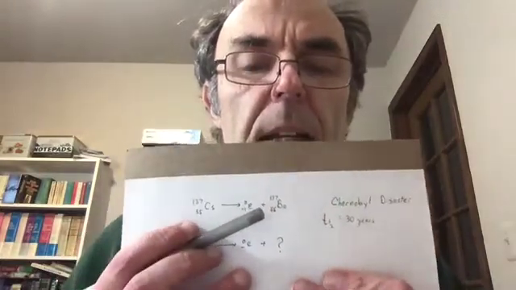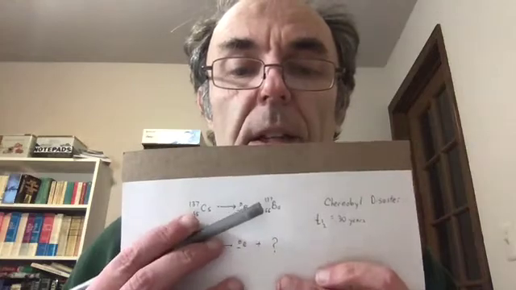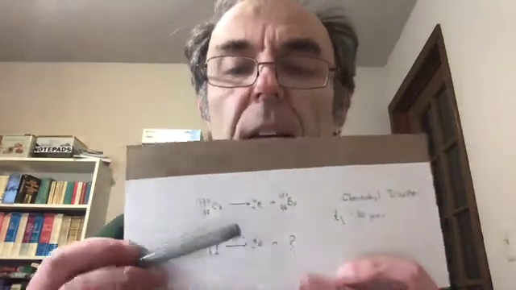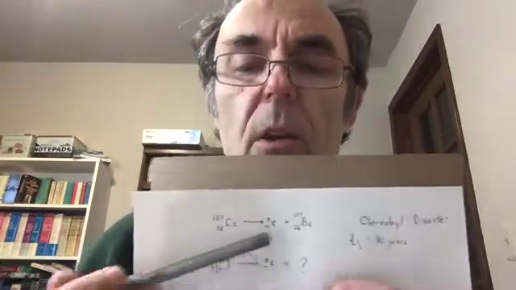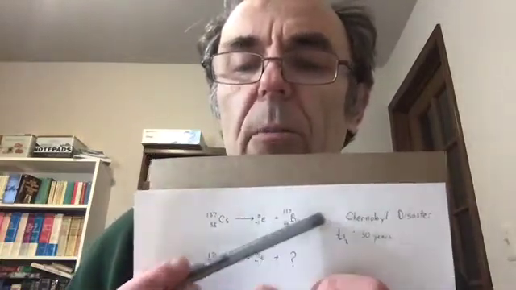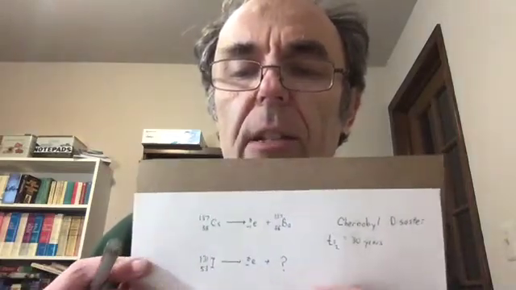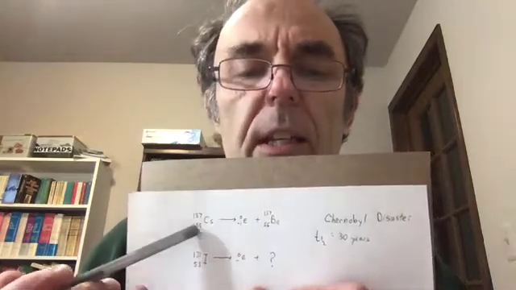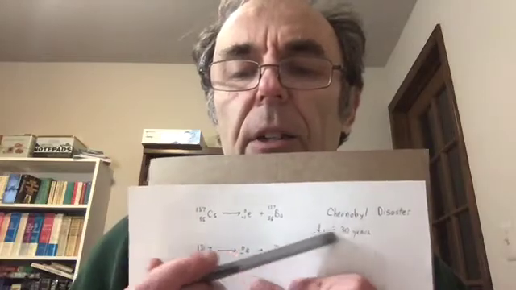Cesium-137 decays by beta decay to element 56, which is barium-137. This decay has a half-life of 30 years and is actually very important when considering the Chernobyl disaster. We're going to have a lot to say about the Chernobyl nuclear disaster, which was one of the most deadly nuclear reactor disasters that ever happened. But I want you to see that cesium-137 has a fairly long half-life of 30 years.